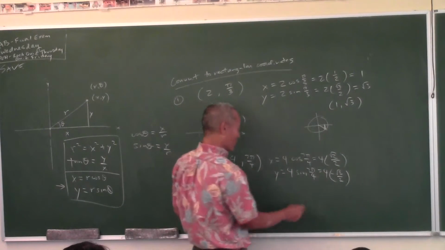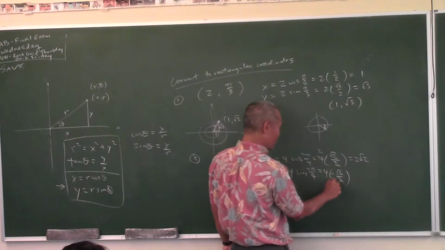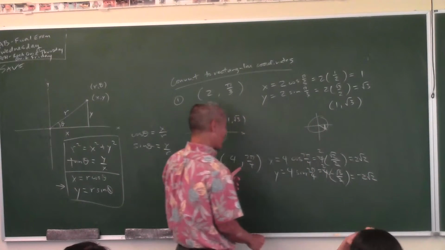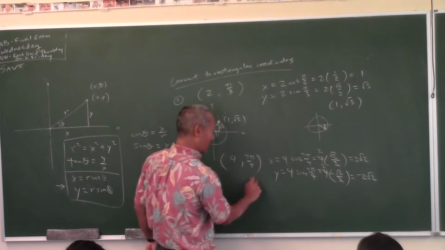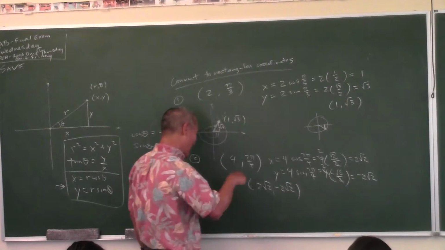So 2 goes into 4 2 times, so you get 2 root 2. 2 goes into 4 2 times, so you get negative 2 root 2. So if you want to convert this to rectangular coordinates, it's going to be 2 root 2, comma negative 2 root 2. There.